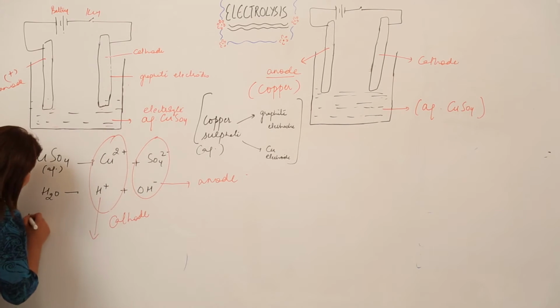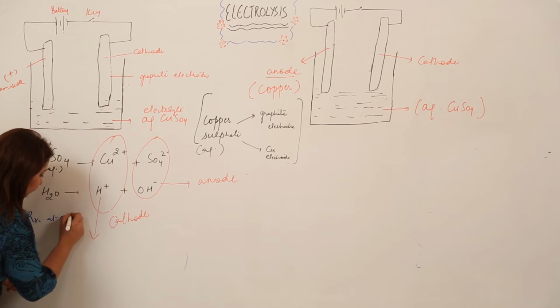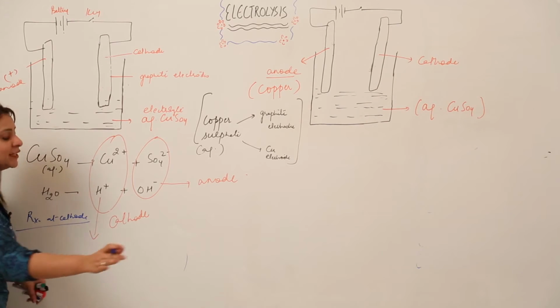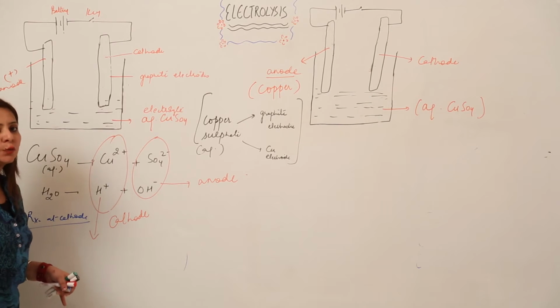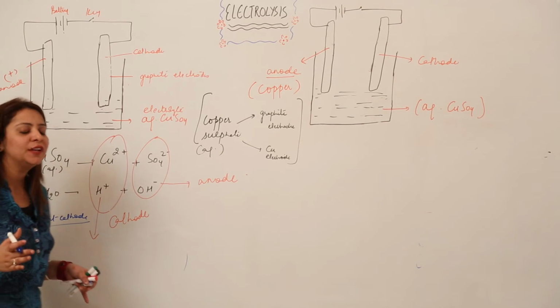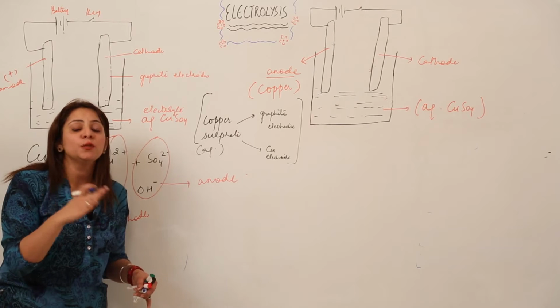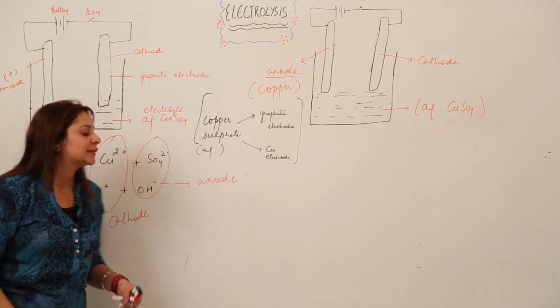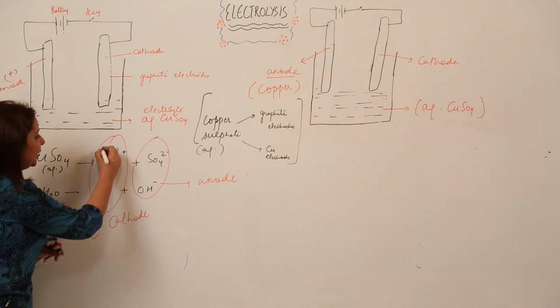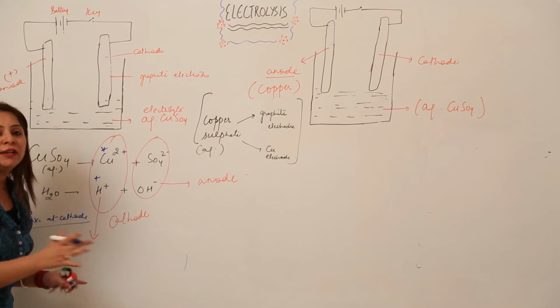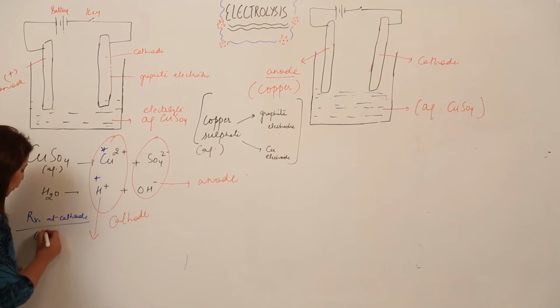So, reaction at the cathode. Which two ions are going to the cathode? Write in your copy as well, because you are now familiar with electrolysis and you can think about which ion is going to get reduced or oxidized. Out of them, these two ions are going to move to the cathode, right. So we have Cu2+ and we have the hydrogen ion.